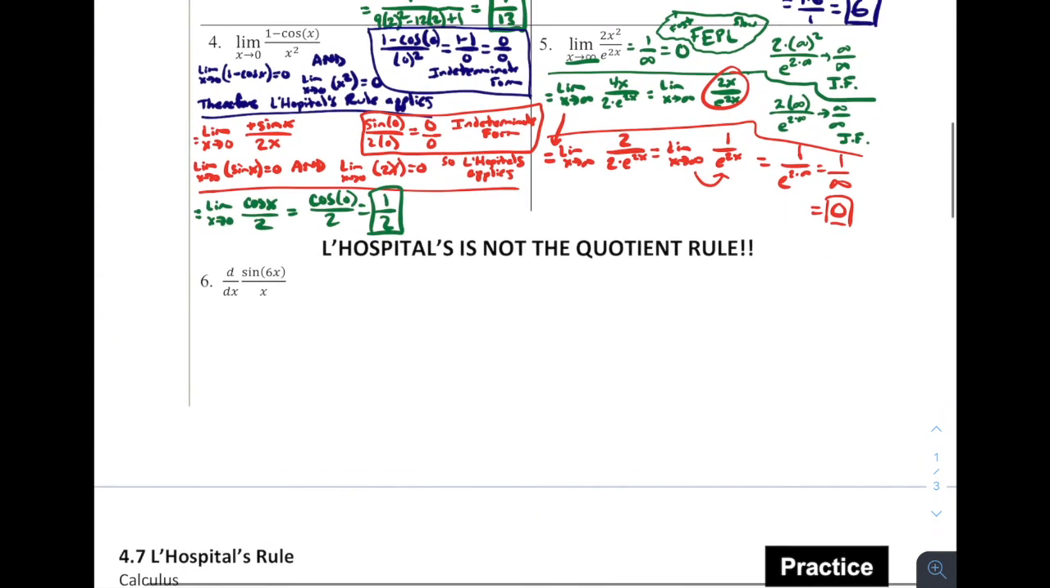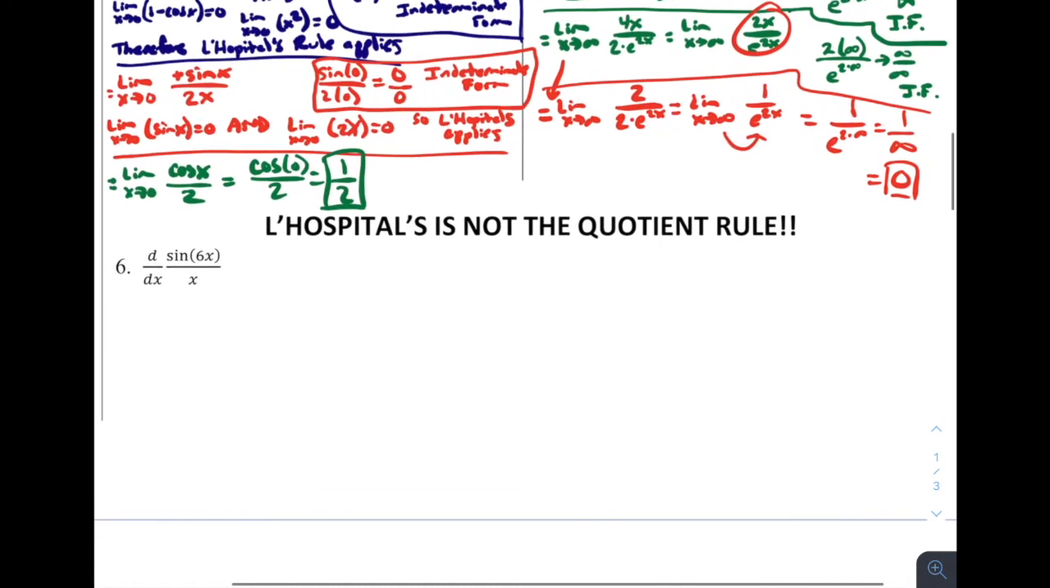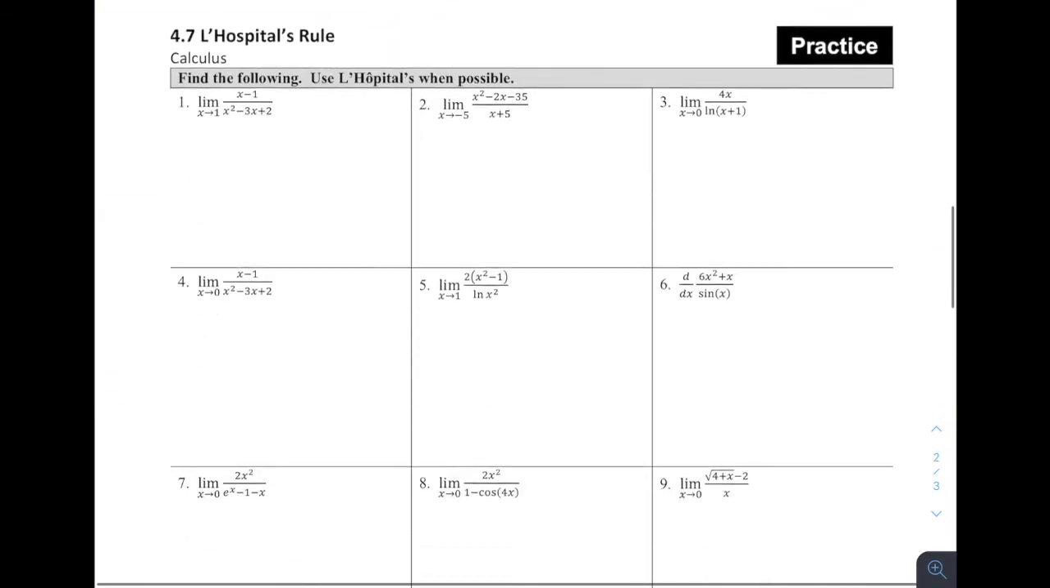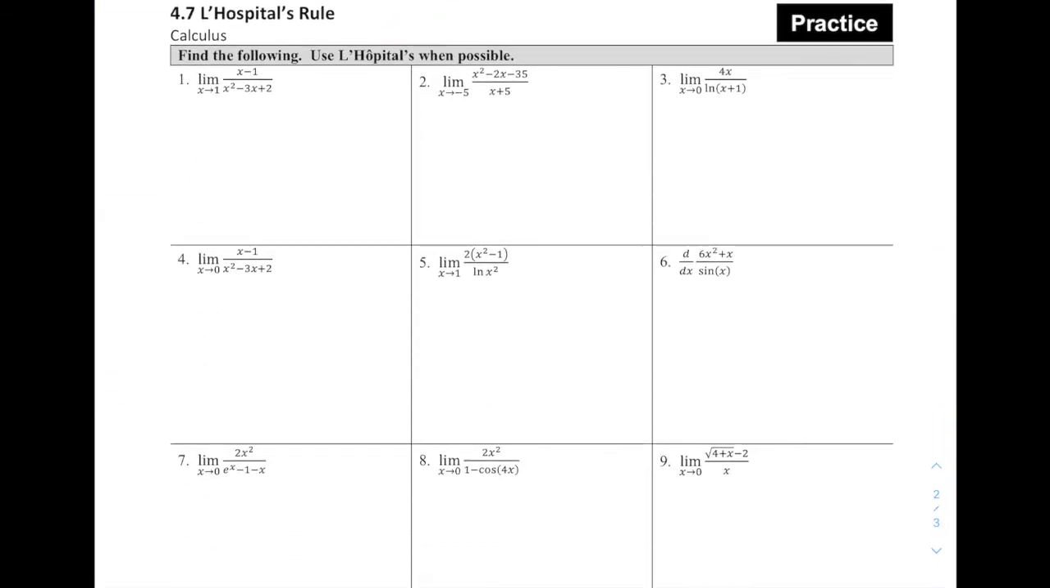All right, last bit for this topic, number 6. Reminder, as I said earlier, L'Hopital's rule is not the quotient rule. Those are not the same thing. In this packet and throughout this, be careful. Some of these problems are asking for limits, like we see here, but some of them are asking for just straight derivatives. This is not a limit problem. I would not apply L'Hopital's rule for this.